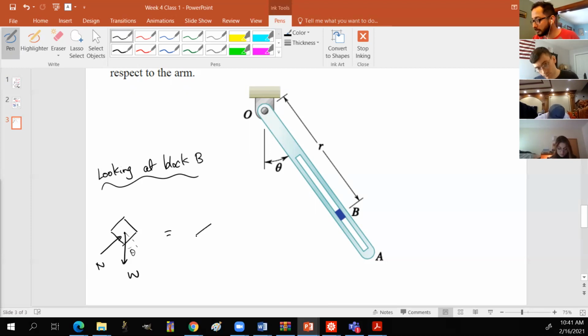What kind of components should we use? Polar, right? Because you have r and theta. So you'll have it in the same direction as the arm. So that'll be m a_r. And then, assuming that theta is increasing, we can say that you'll have an m a_theta like that.